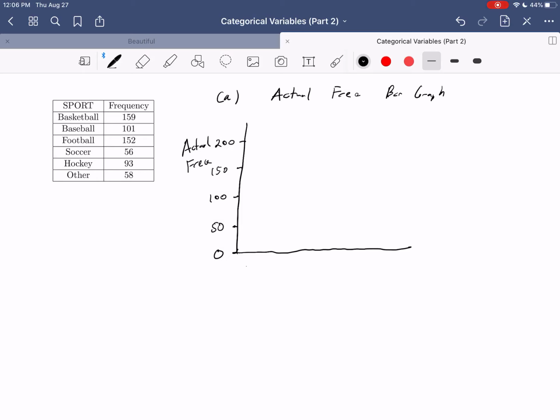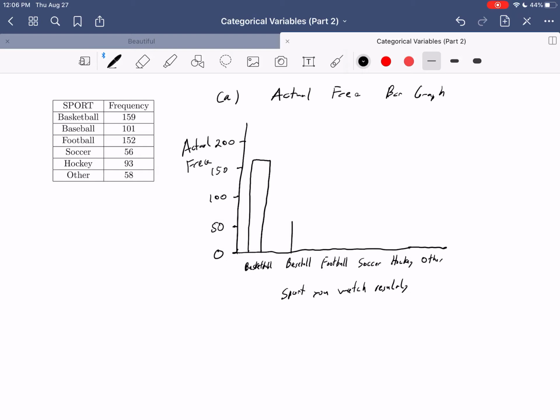All right, so then we'll have basketball, baseball, football, soccer, hockey, and other. This is a sport you watch regularly. So that's a different question there. All right, so for basketball, we should draw it up to 159, which should be somewhere probably right about there. There we go. For baseball, it was 101, so right to about 100.